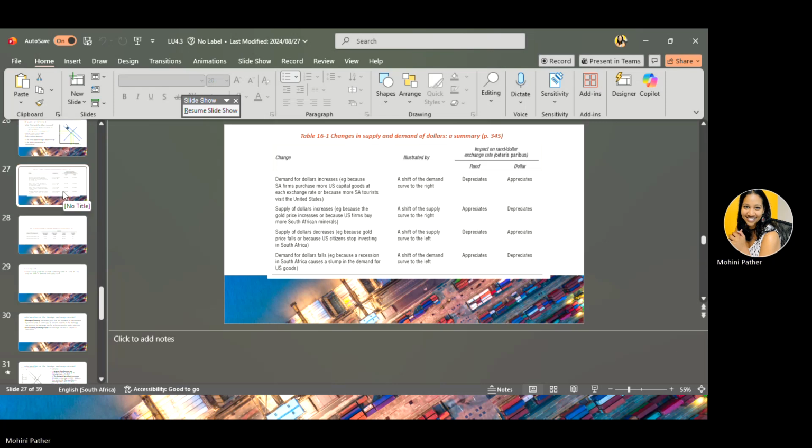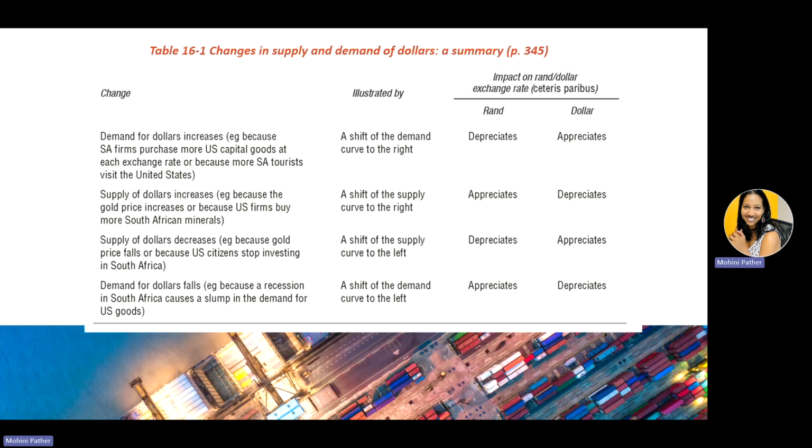So in your textbook, you will see that you have these summary tables. They are the most valuable pages in your textbook. Okay, why? Because they summarize different changes that can be used in case studies in your tests, your assignments, or your exams. So it is important to understand these different variables.